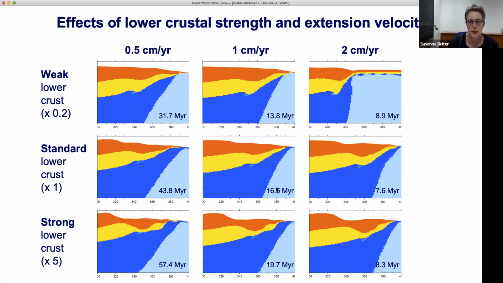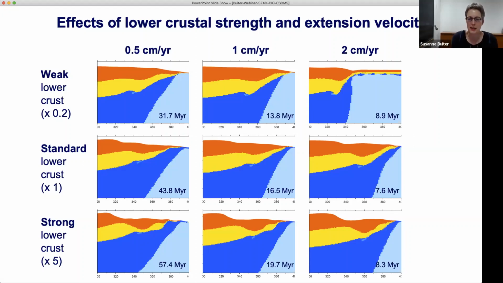This is what I call standard, and here I've made the crust strong. And then for different extension velocities, 0.5 centimeter, 1 centimeter, 2 centimeters. And you can see for most combinations, I create a sharp transition from continent to the ocean. And only if I have a weak lower crust and I extend at higher velocity, can I create this wide margin. So that is a bit of an issue. So it seems that the numerical models point out that we're only creating these wide drifted margins for special circumstances.